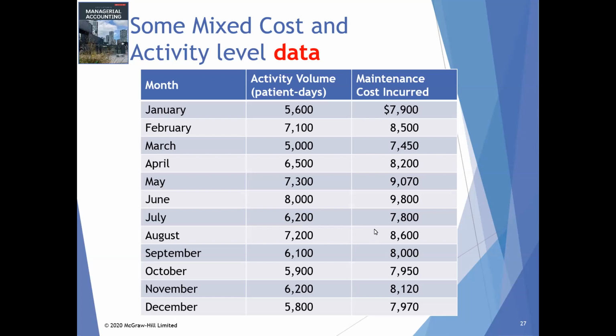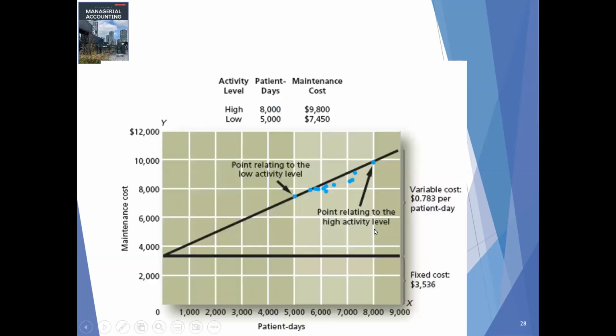So let's see what happened. We know that for 8,000 patients this is the high, and the low is 5,000. The maintenance cost of 9,800 is the high, and the low is 7,450. On the y-axis and x-axis we have this information, cost and patients respectively. This is the fixed cost, 3,536, and we have this line from here to here, which is the variable. The total is the mixed cost or semi-variable cost, right?